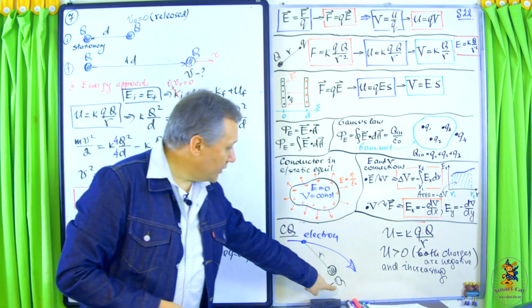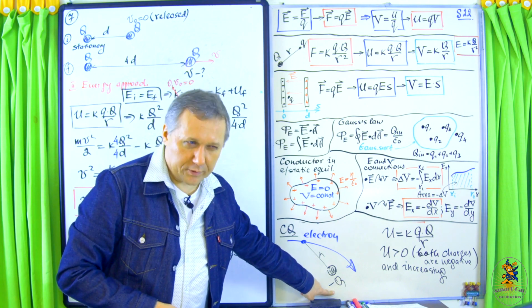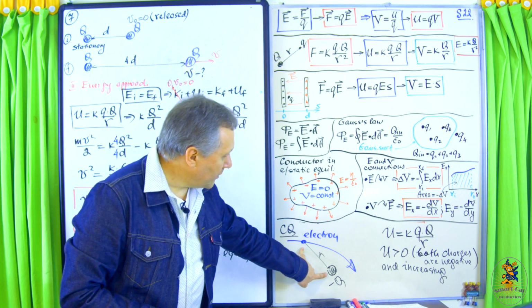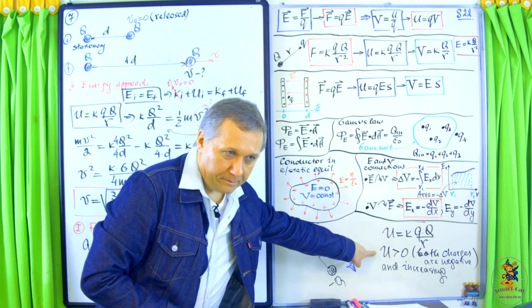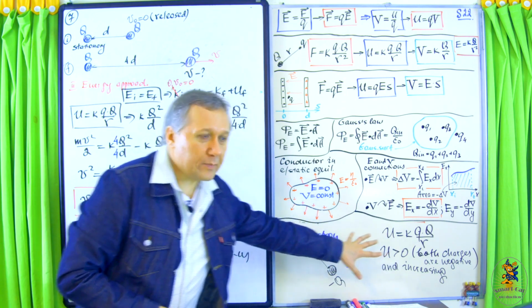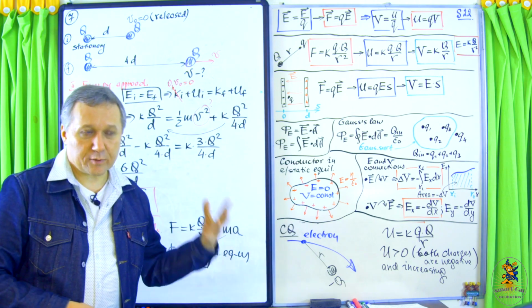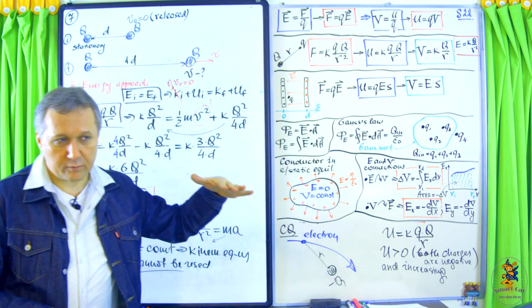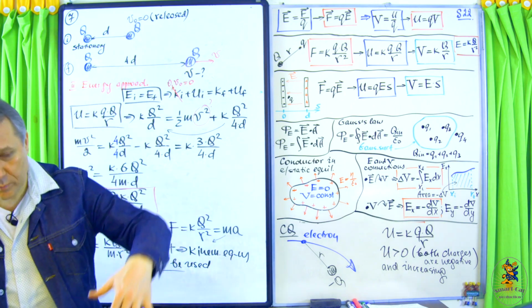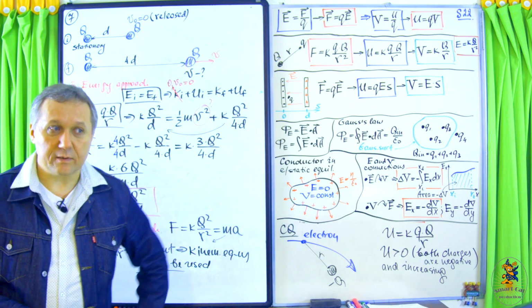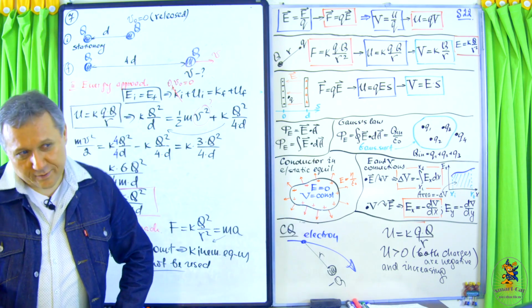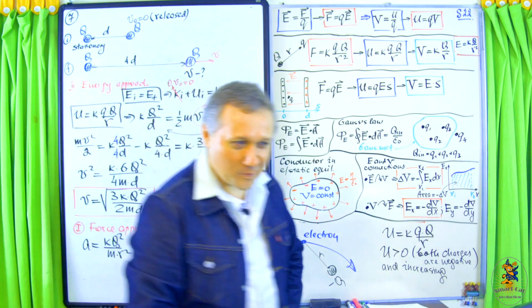If this charge, for example, was positive, this capital Q was positive, then of course potential energy would be negative, and the absolute value would still be increasing, but the potential energy is negative, so it means that potential energy would be getting more and more negative, right? So it means that it's decreasing. But in this case, since potential energy is positive and increasing, of course it is increasing.